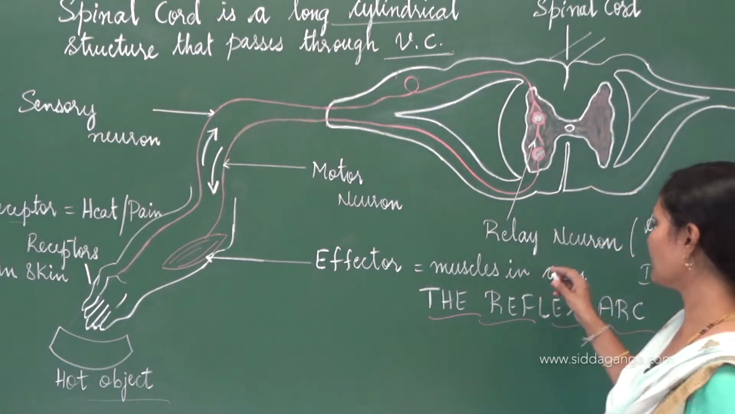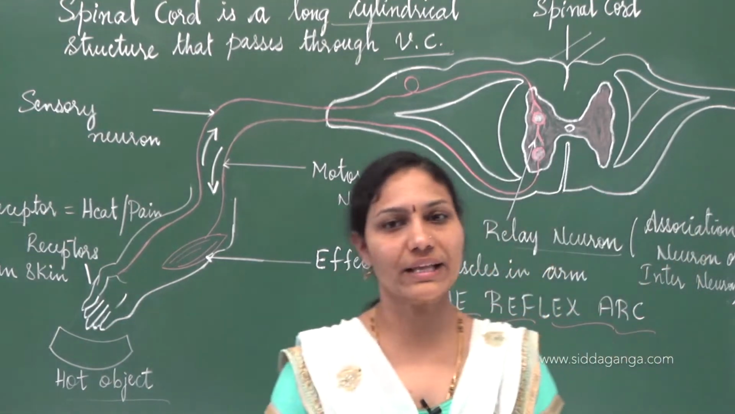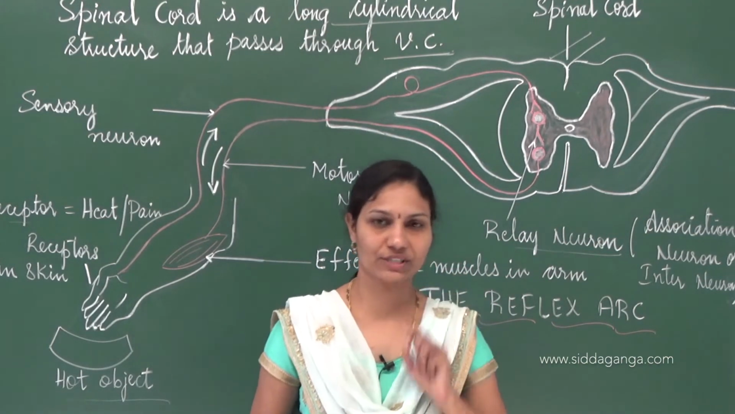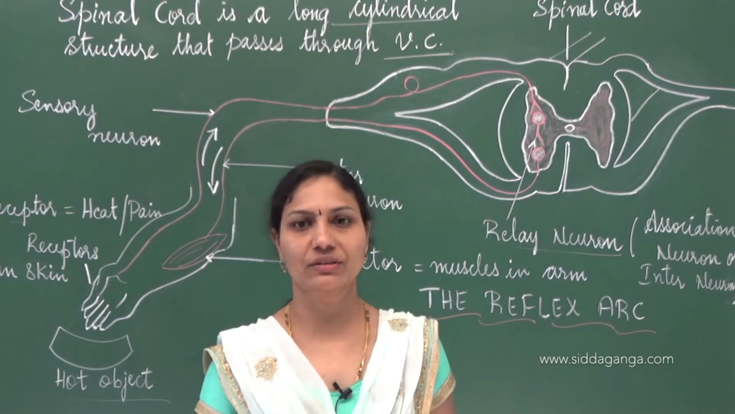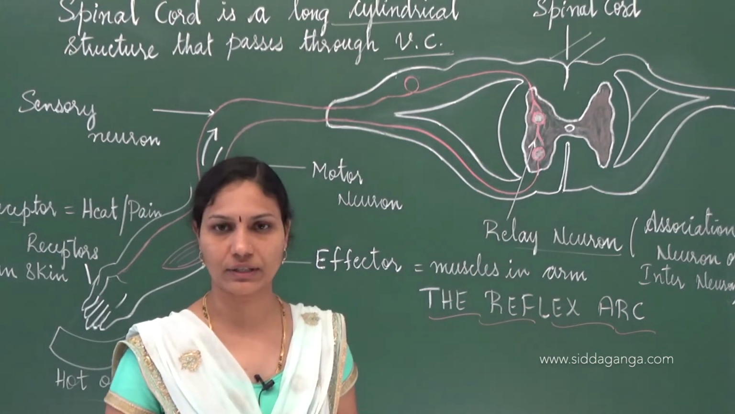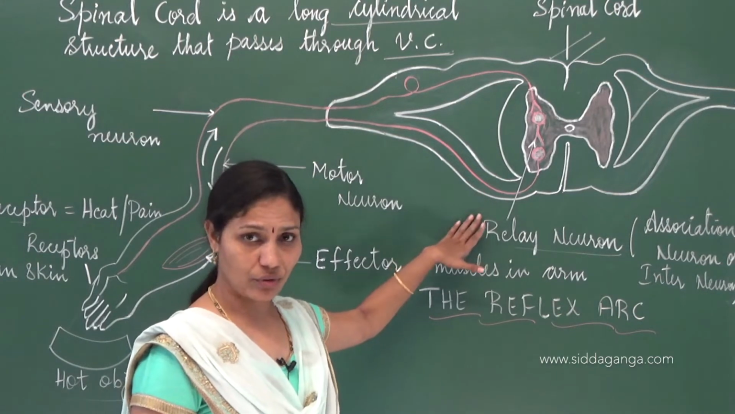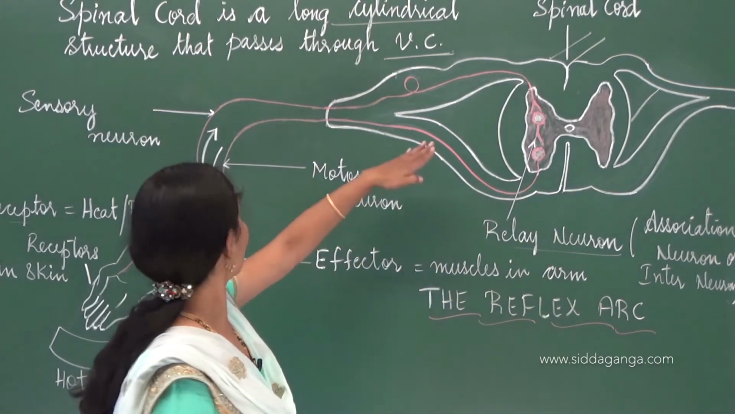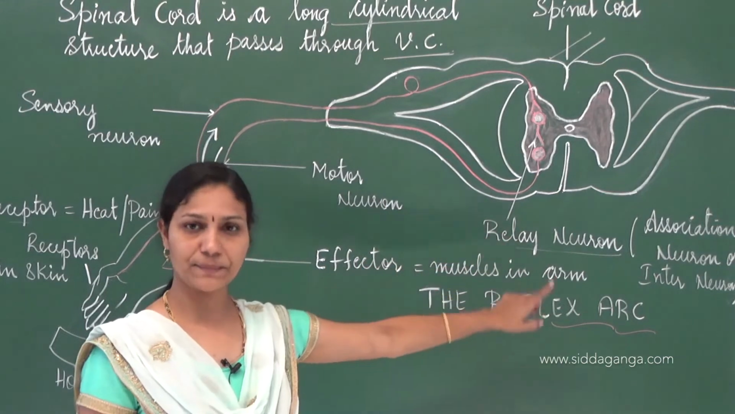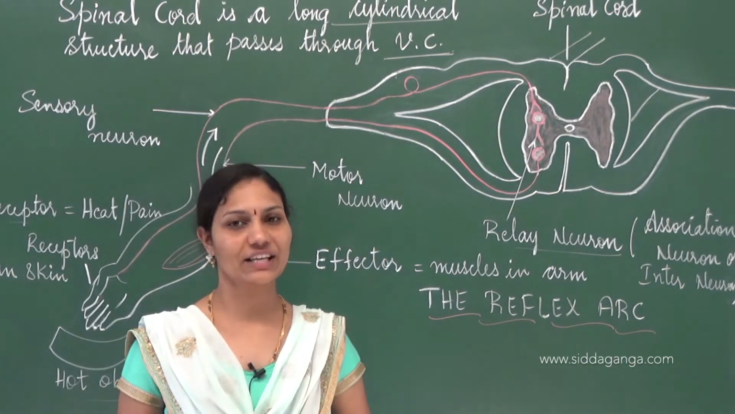In the spinal cord, we have another type of neuron, that is relay neuron. Relay neuron is also referred to as association neuron. The word association is self-descriptive. Association refers to something that associates, or this is also referred to as interneuron. Interneuron, the neuron that is present in between. Relay neuron or association neuron is present in between sensory neuron and motor neuron, and thus this helps both these neurons, that is sensory neuron and motor neuron, to communicate with each other.